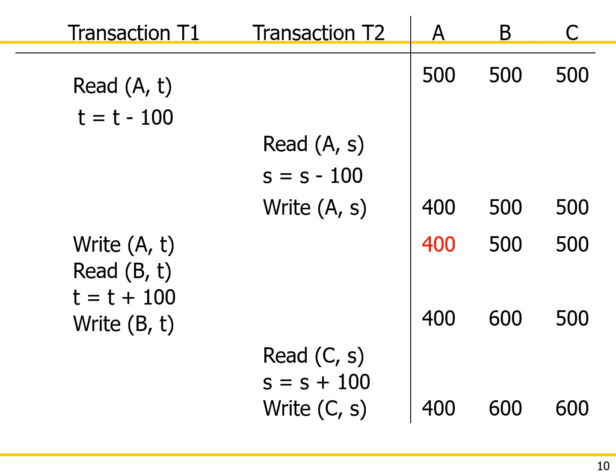Now a context switch happens again. The value of T in T1 was 400, so I write back into A also 400. Because when a context switch happens, the value of the temporary variable T was decremented from 500 to 400. So now I write that into A.